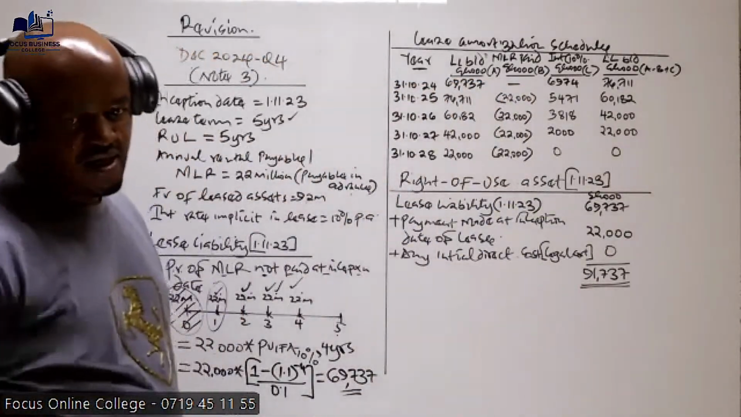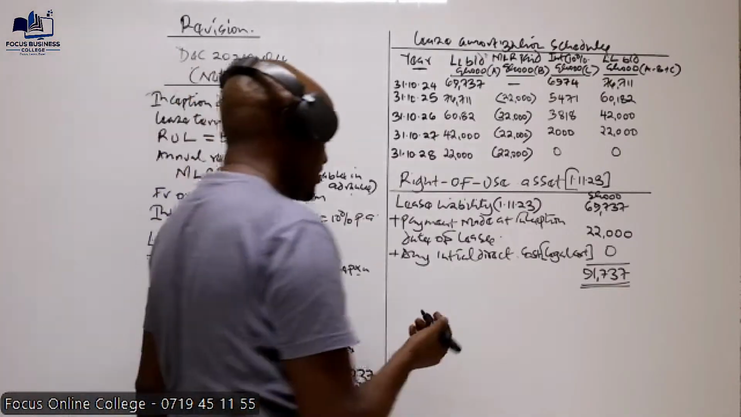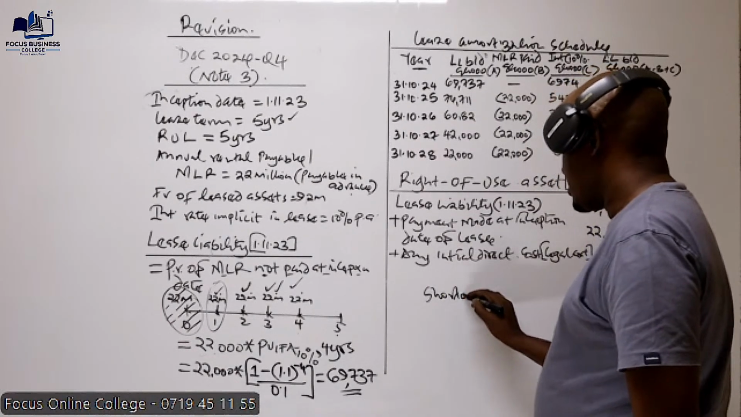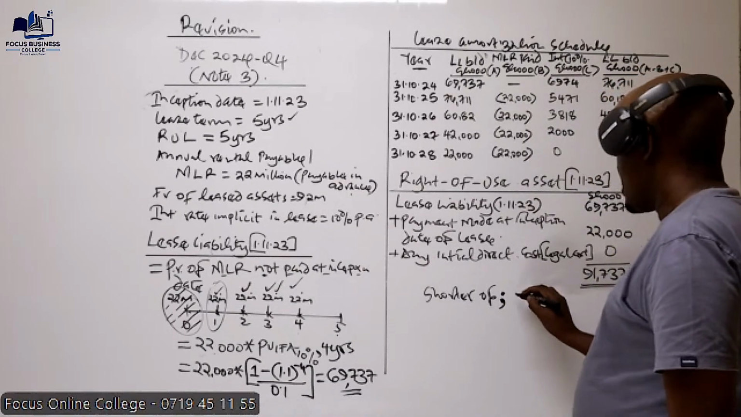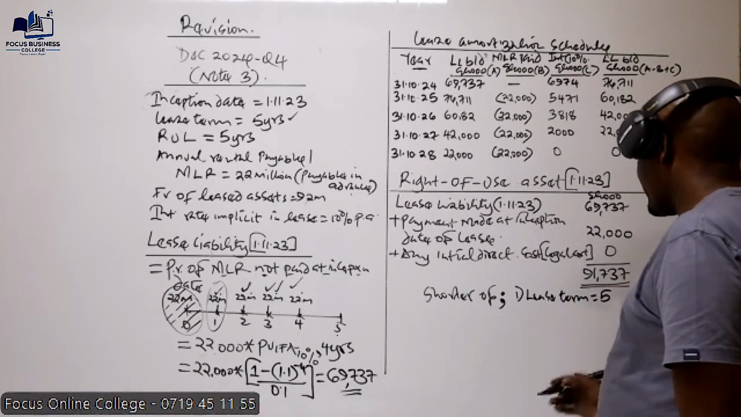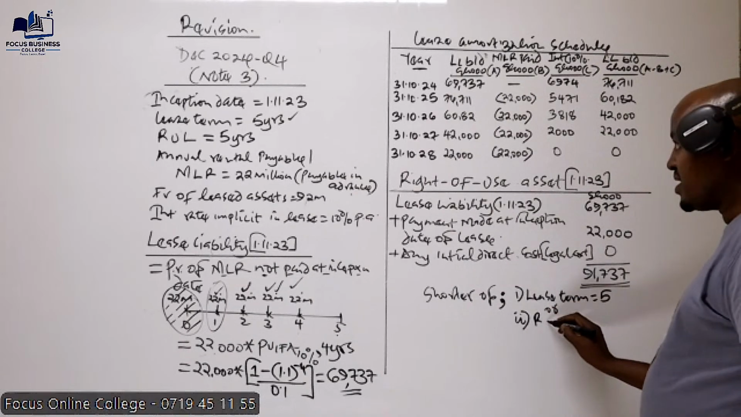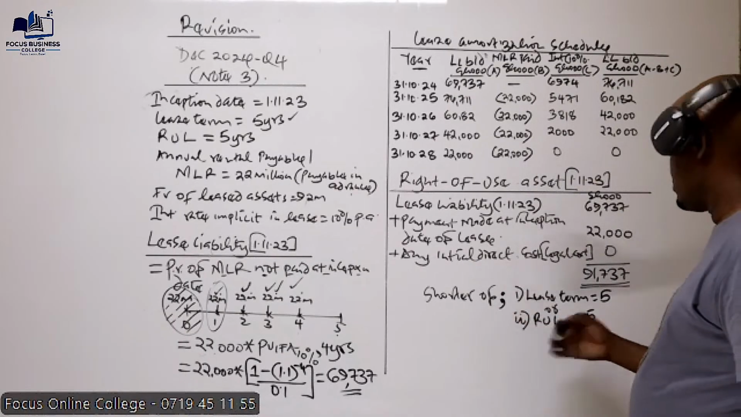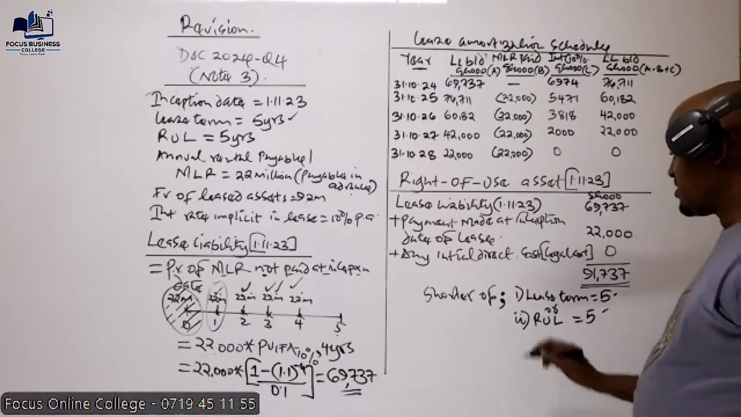Then this right of use asset, we said it has to be depreciated. We said that it should be depreciated over the shorter of 2 periods: the lease term, which in our case is 5 years, or the remaining useful or economic life of the asset, which is still 5 years. So in our case, we take the period which is shorter. We have 5 years, so basically we work with 5 years.